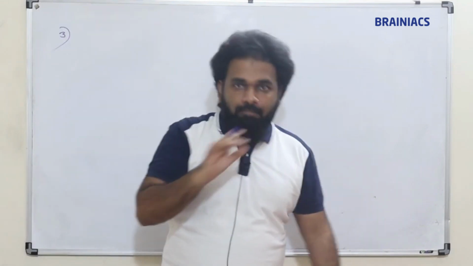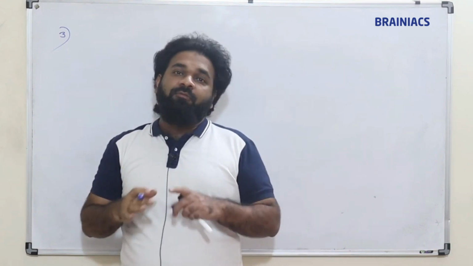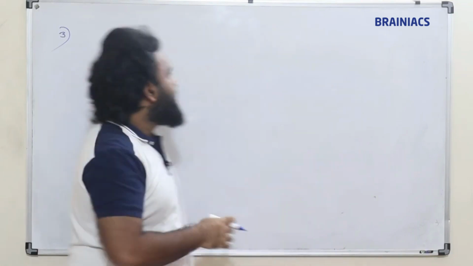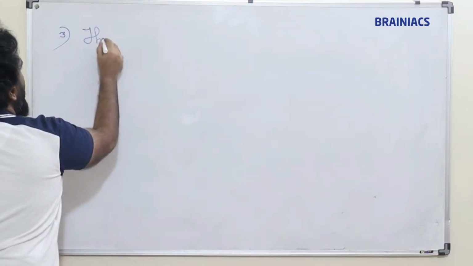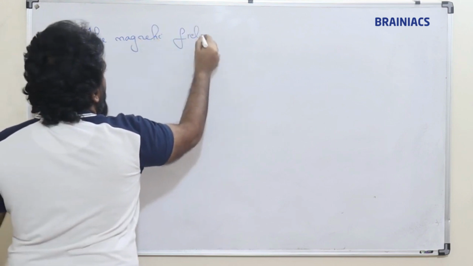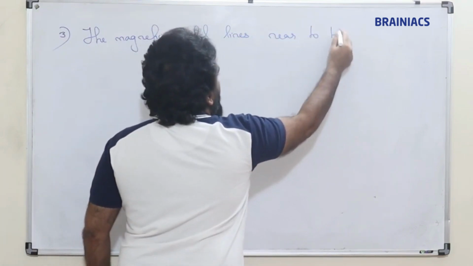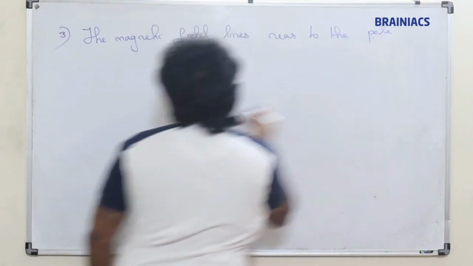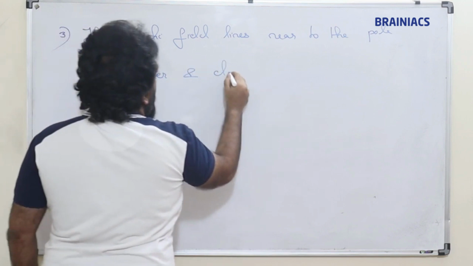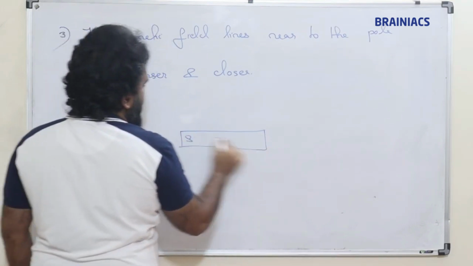Third point, the magnetic field near to the magnet will be denser. The magnetic field lines near to the poles will be denser. Okay, see, the magnetic field lines near to the pole are denser and closer. Okay, say for example, suppose south north.